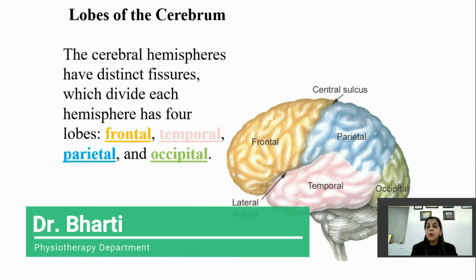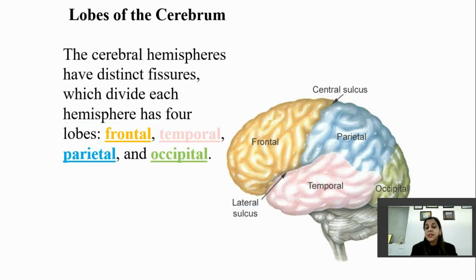As we all know, in the cerebrum we have 4 lobes, that is the frontal lobe, parietal lobe, temporal lobe and the occipital lobe, and these lobes are separated by different fissures. The first sulcus is known as the central sulcus. That sulcus divides the frontal lobe from the parietal lobe, and the second sulcus is the lateral sulcus that divides the frontal and the parietal lobe from the temporal lobe.